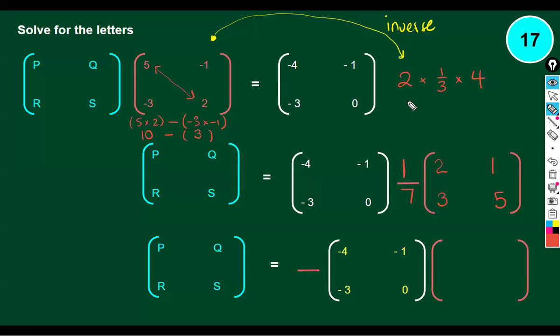So instead of having the 1/3 in the middle, I can put it first, and then the 2, and then the 4. And it won't change anything. It just makes it a little bit easier on the eyes. The same thing over here. Look at these 3 things. We have the white matrix multiplied by 1/7, and this 1/7 is being multiplied by the red numbers. So you have 3 items.